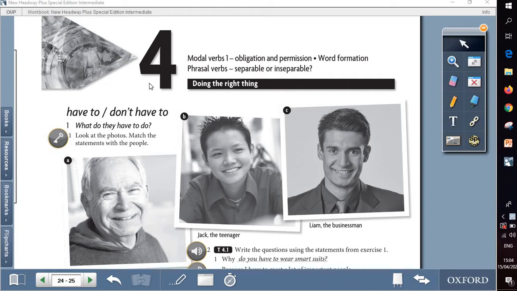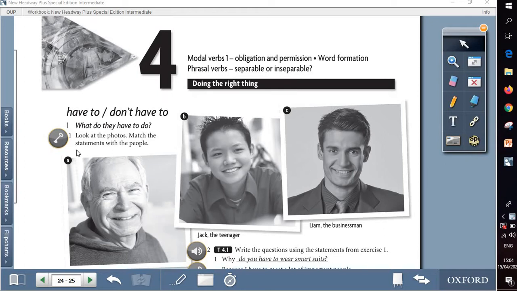The title of Unit 4 is Doing the Right Thing, in which we are going to focus on modal verbs, obligation and permission, word formation in terms of vocabulary, phrasal verbs, and whether they are separable or inseparable.